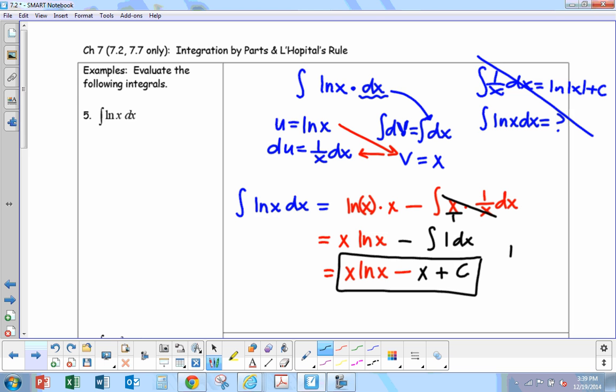So you must use integration by parts to integrate natural log of x. We just have to look at the product in a little bit different way, and look at natural log as one part of the product and then dx as my other part of the product.